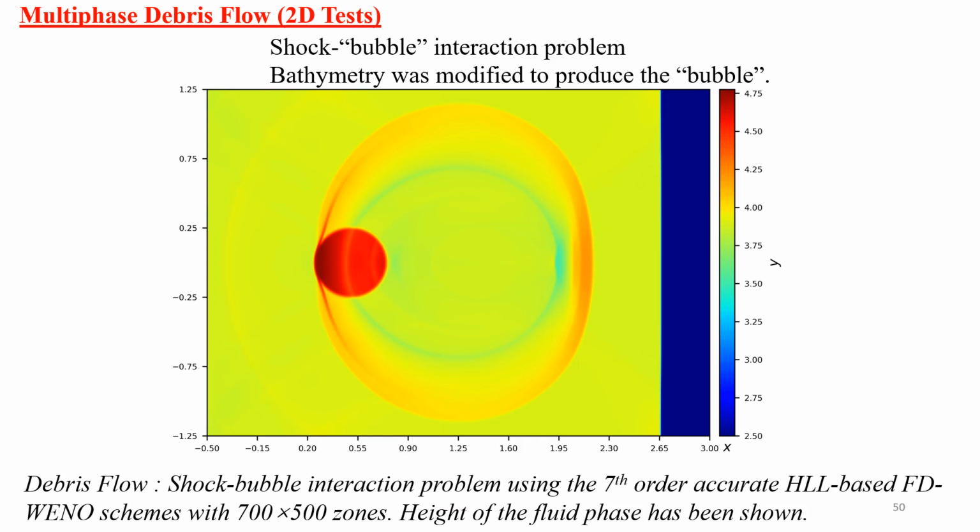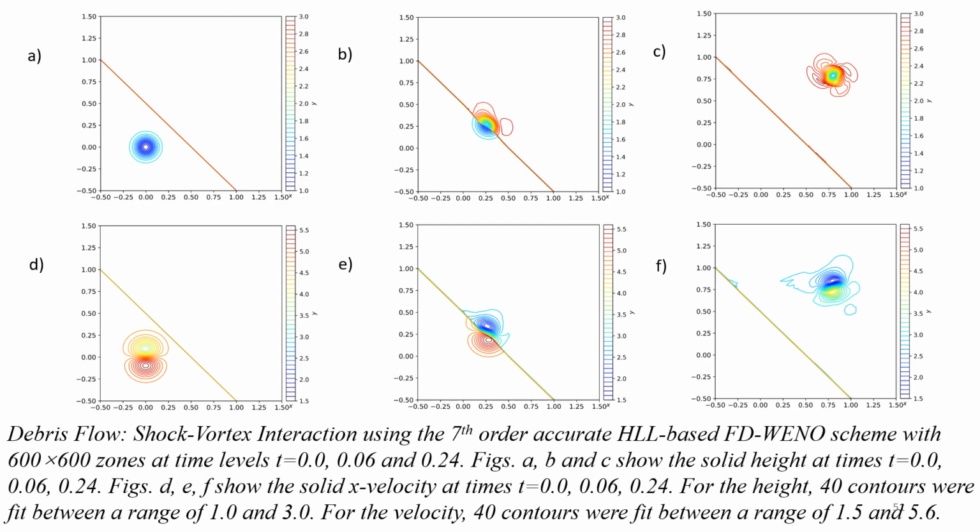We can also, for multi-phase debris flow, follow the same trick of setting up a non-constant bathymetry, and in doing so set up a shock bubble interaction problem. And here you see at a late time that the shock has actually traversed the bubble region, but the bubble has produced these interesting flow structures around it because of the interaction. And that is one interesting test problem. Many of the multi-dimensional test problems presented here are genuinely novel.